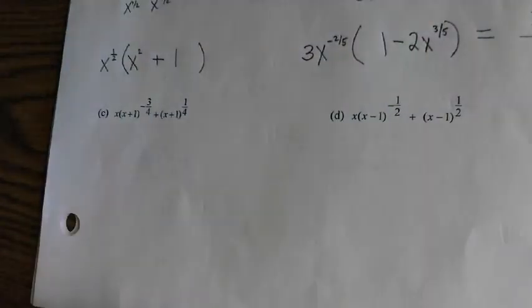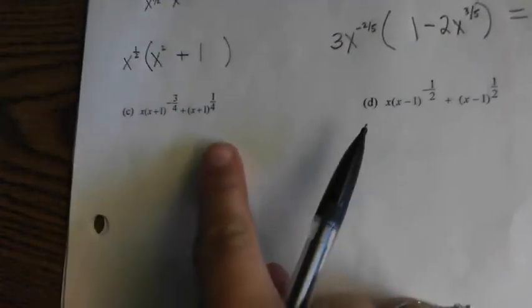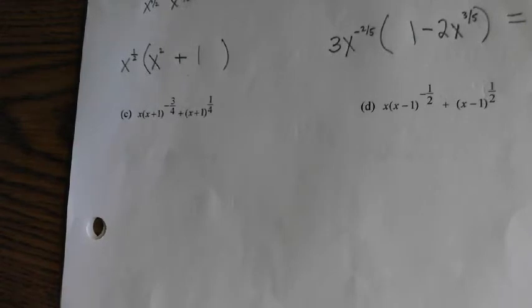Okay. It's tricky, isn't it? All right. What do I take out? Think about it. X plus minus the negative 3/4.